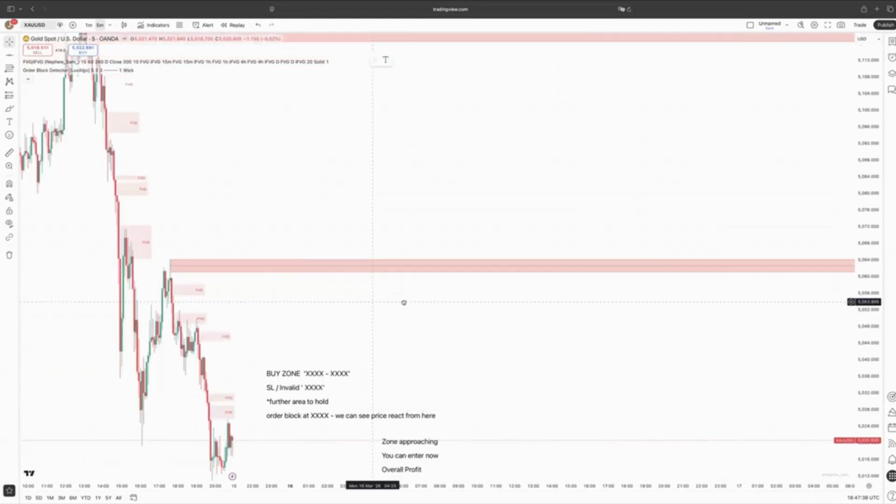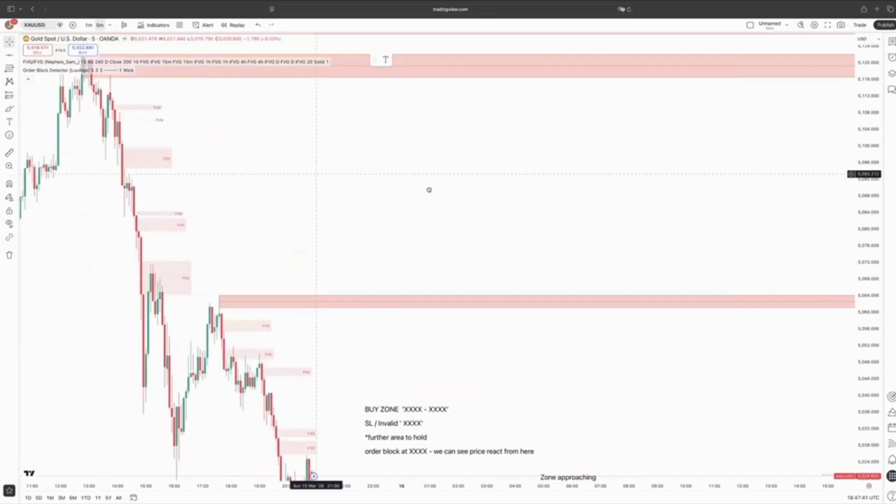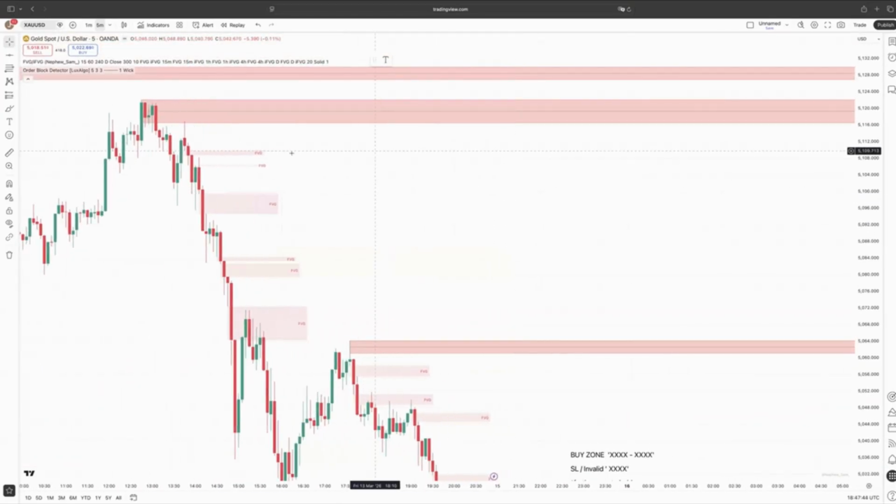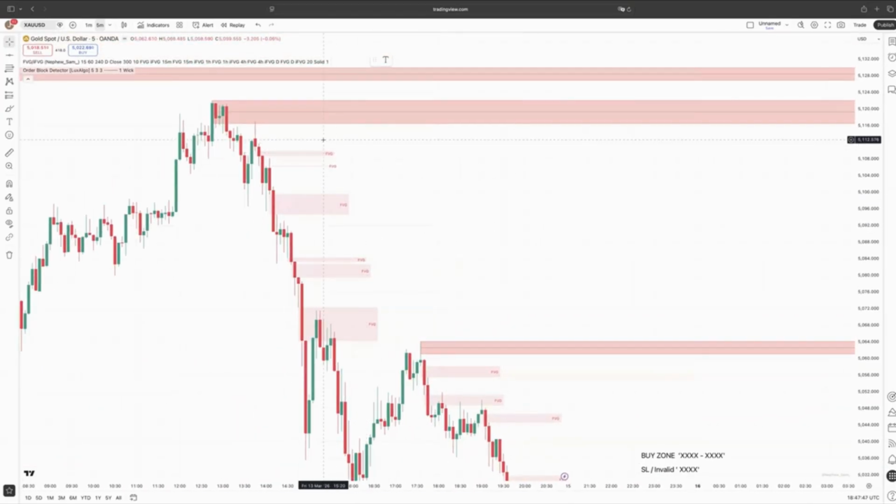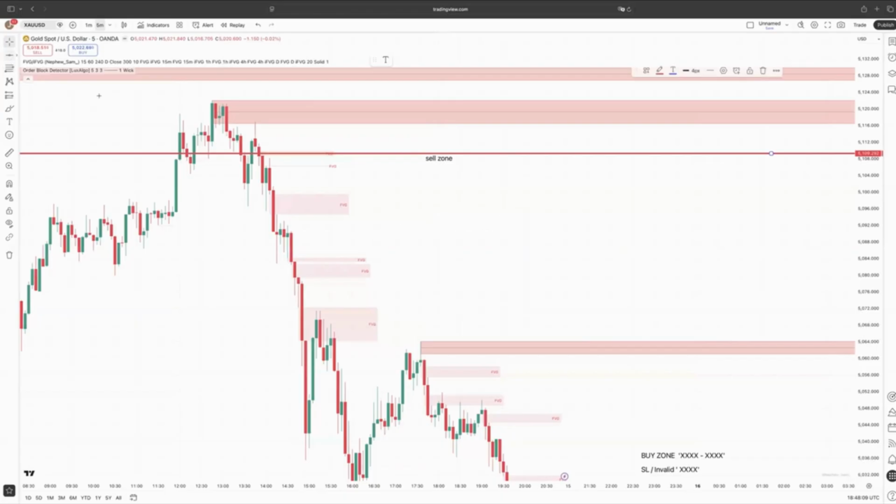So for example, let's say we say this price here. Let's say for example that we're looking at a sell. So this might help you guys understand. We might say sell zone, and we might give the price as, let's say, 5,010 to 5,014, which is here. So we might say sell zone for these prices.